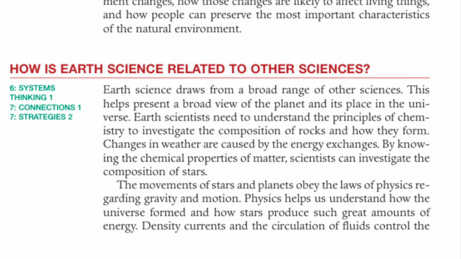Earth science draws from a broad range of other sciences. This helps present a broad view of the planet and its place in the universe. Earth scientists need to understand the principles of chemistry to investigate the composition of rocks and how they form. Changes in the weather are caused by energy exchanges. By knowing the chemical properties of matter, scientists can investigate the composition of stars.